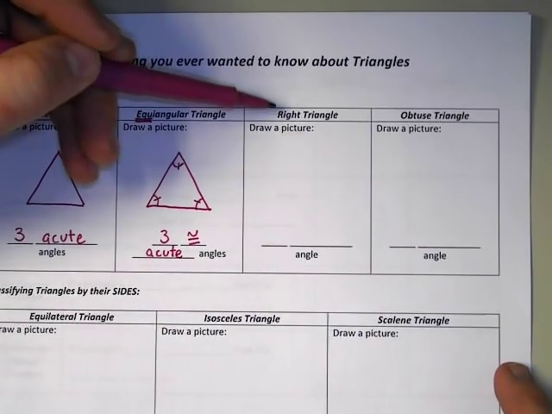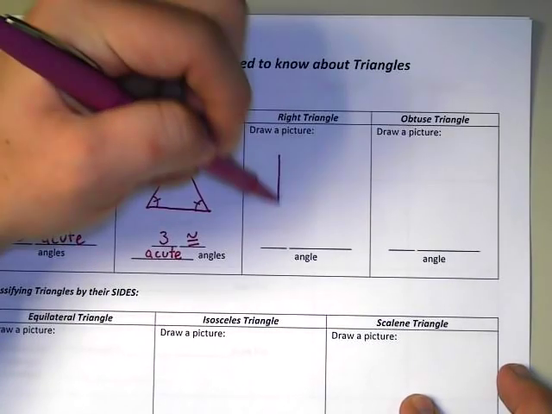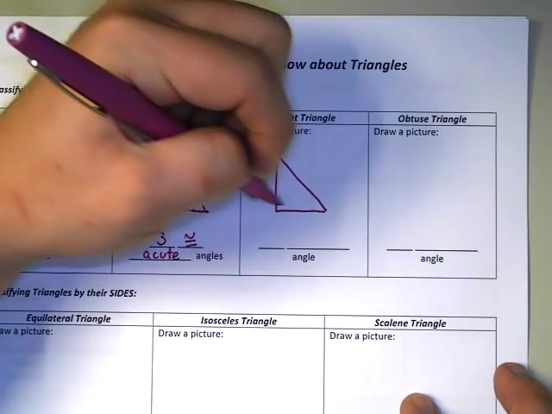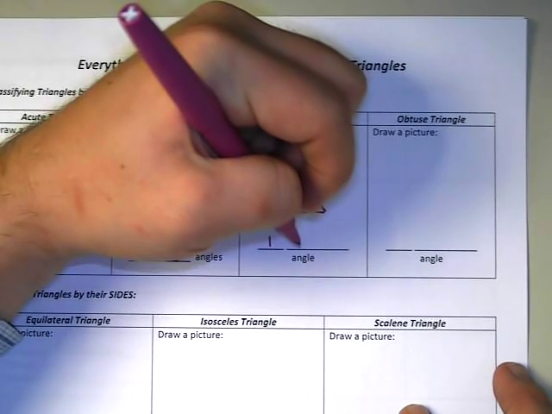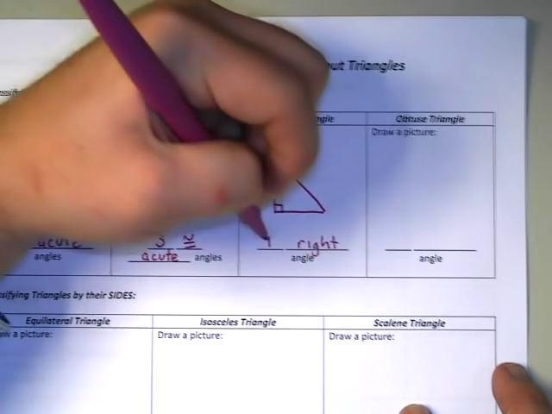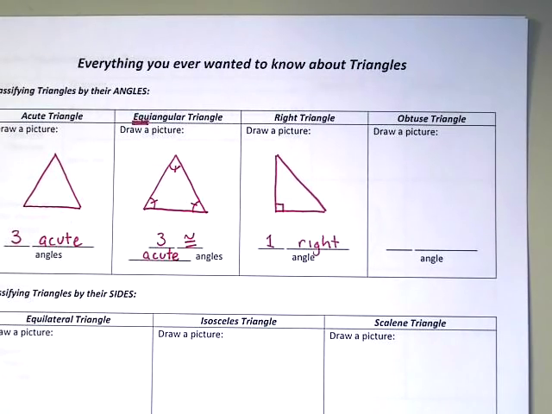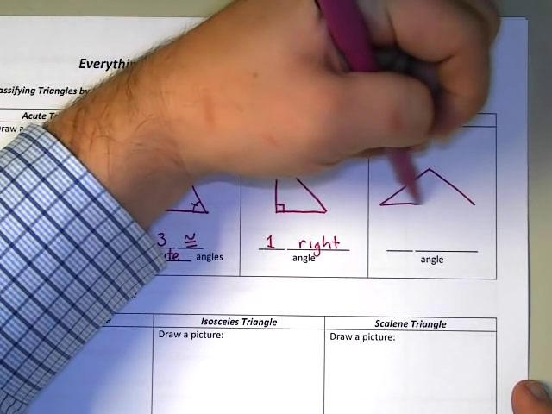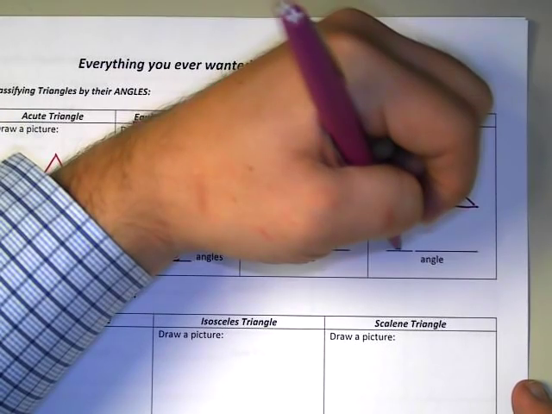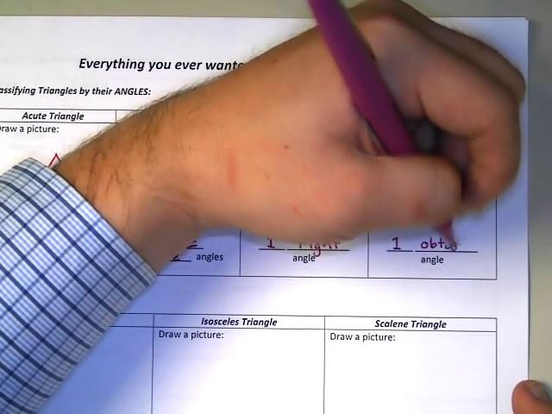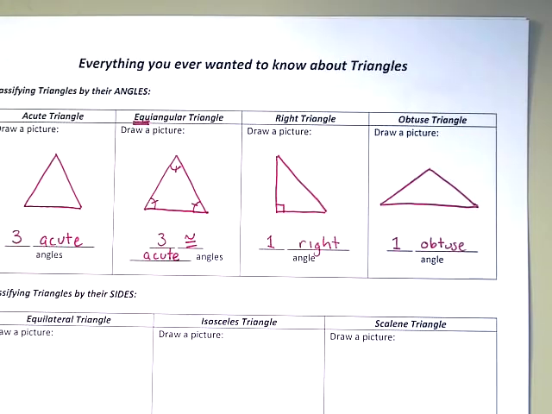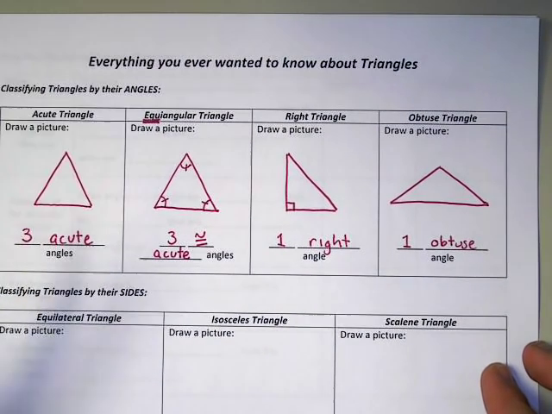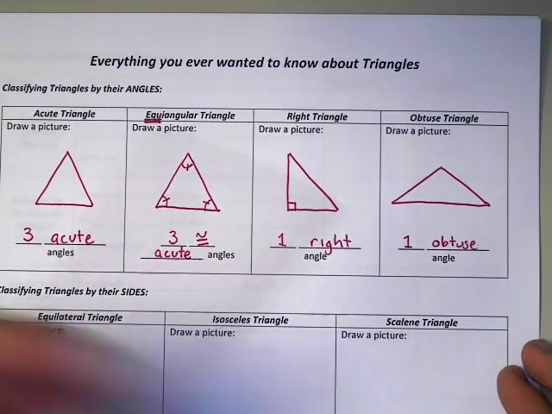We now have the right triangle. So a right triangle must have a what in it? Hopefully you guys already said it out loud. It needs to have 1 right angle. And an obtuse triangle must have 1 obtuse angle. So guys, this is really what you're looking for. If we ever ask you to classify triangles by angles, you need to figure out what type of angles they're made up of.